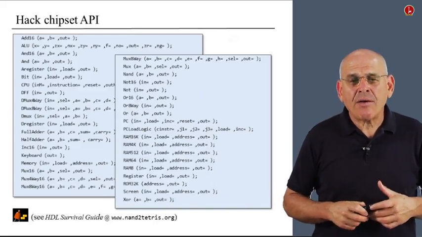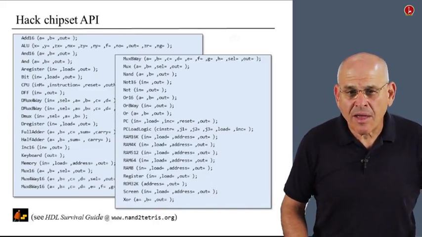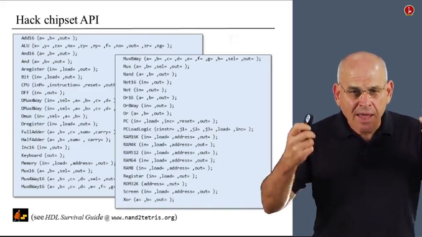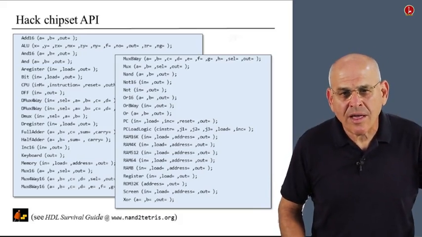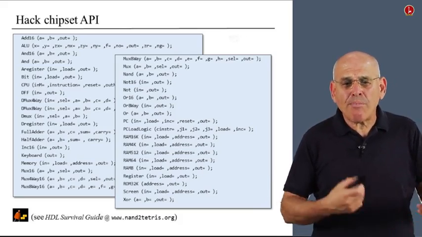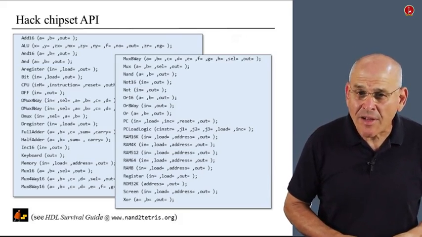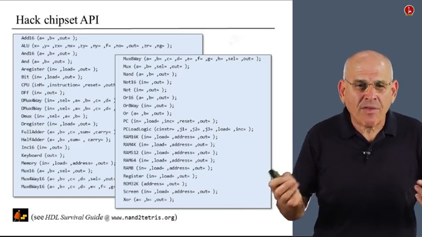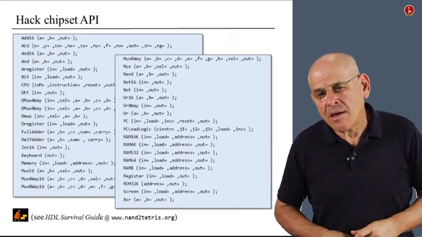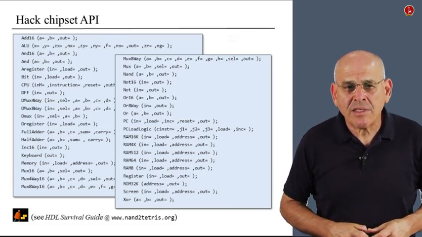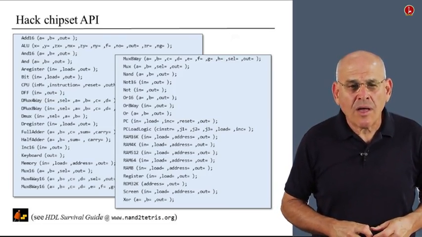And in particular, there is a document on the NAND to Tetris website that gives you the API of all the chips in the Hack chipset. This document is actually part of the HDL Survival Guide. So whenever you're not sure what are the names of the input and output pins of a particular chip part, please consult this document and you will know how to use them.